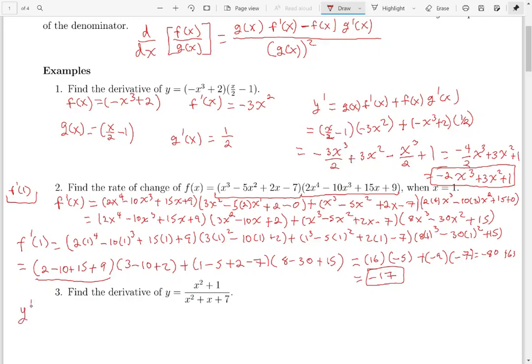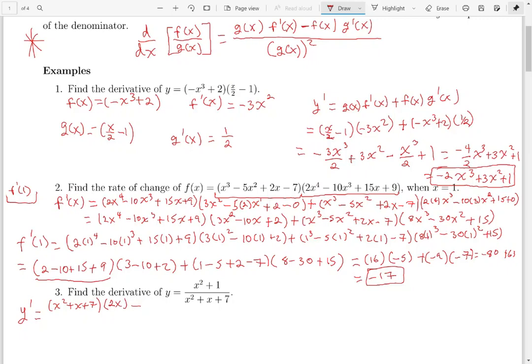So then y prime is then equal to, and once again I'm just looking at my formula up here, the denominator, so it's going to be x squared plus x plus 7 times the derivative of the numerator. The derivative of the numerator is going to be 2x, the derivative of 1 is 0.